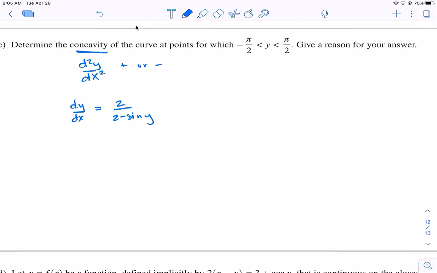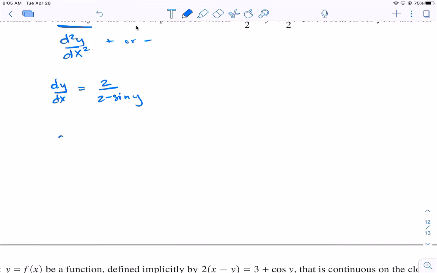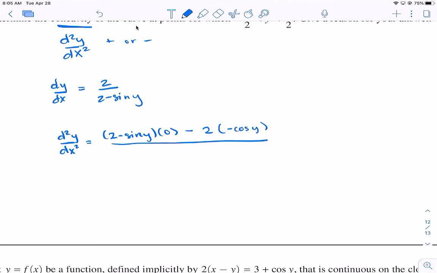We need to take the derivative. I'm going to do quotient rule. So I'm going to find the derivative by doing the bottom times the derivative of the top, which is 0, minus the top, times the derivative of the bottom. Derivative of 2 is 0. Derivative of negative sine would be negative cosine. And then quotient rule, you always divide by the bottom quantity squared.